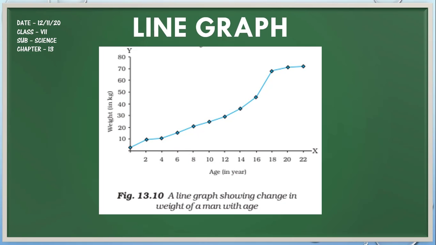The next image is of a line graph which is showing the change in weight of a man with age. As you can see here, on the x-axis the age is written and on the y-axis the weight is written. By looking at this graph, you can easily find out the weight at different ages. For example, at the age of 2 years, the weight was 10 kilograms. At the age of 10, it was about 22 to 23 kilograms. While at the age of 18, it was about 70 kilograms.